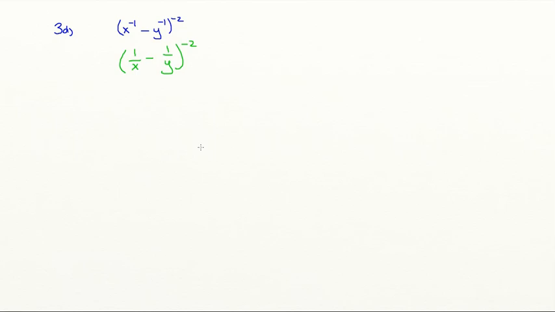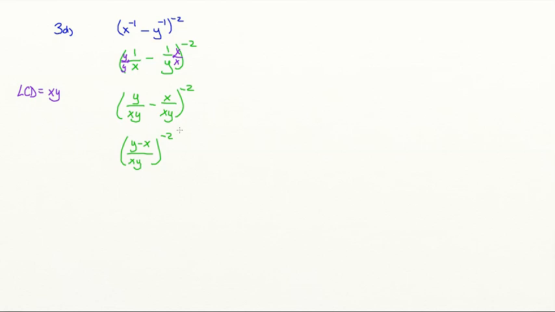Okay, so we need to finish what's inside the brackets first. So we have to subtract these two fractions. In order to do that, we need to have a lowest common denominator. So the lowest common denominator is going to be xy. So we need to multiply the first term by y over y and the second term by x over x. So we have y over xy minus x over xy. Don't forget to copy everything else down. Y minus x over xy.